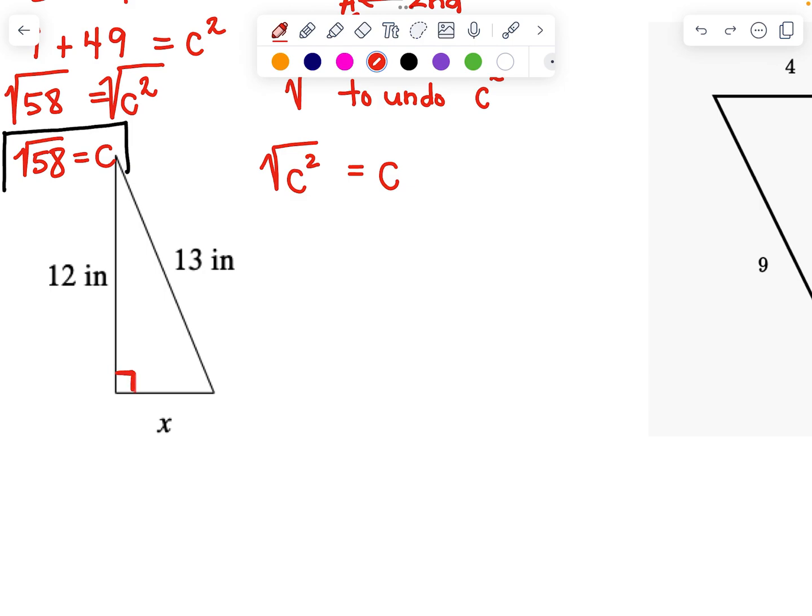All right, again, here's my right angle. Across from my right angle is where my hypotenuse is always going to live. And the hypotenuse is always going to be C. The other two sides are going to get A and B in any order. And then I have this equation. A squared plus B squared equals C squared.